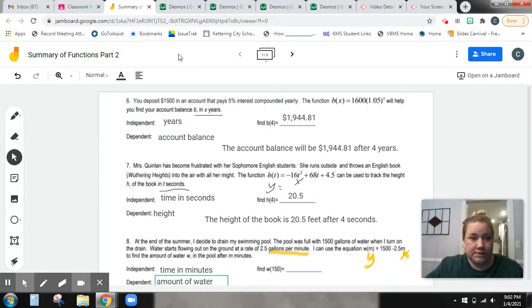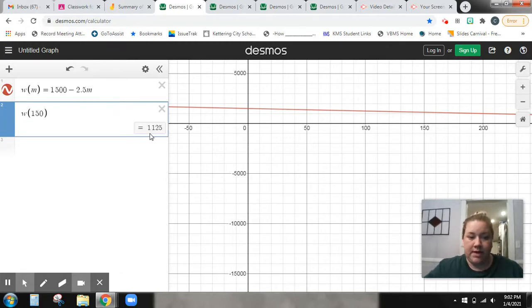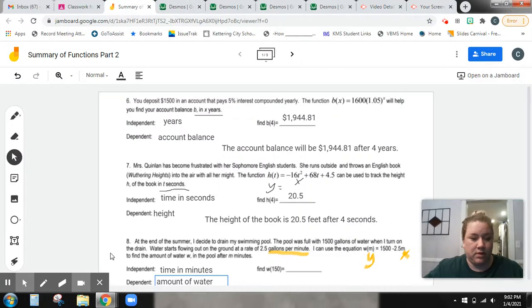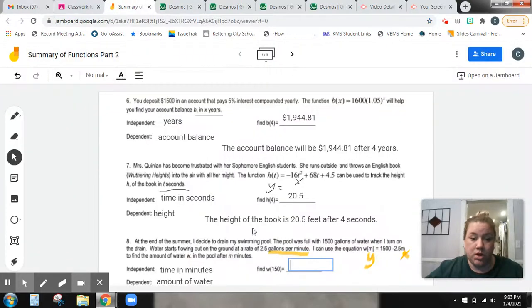So then I'm going to go and put this into Desmos, and I want to see what's W of 150. So I'm going to put W of 150, and then I get 1,125. And that seems kind of high, right? It was 1,500. I'm draining. I would expect it to go out faster. But even looking at this line, it shows me that it doesn't drain very fast at all, right? So when I'm thinking in my head, that is a good answer.